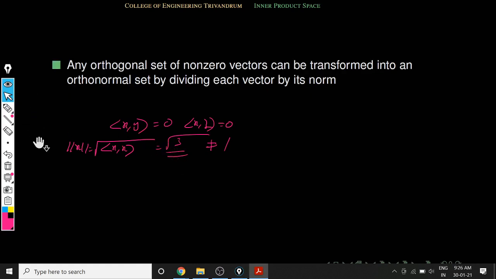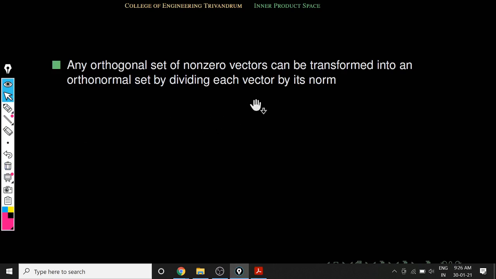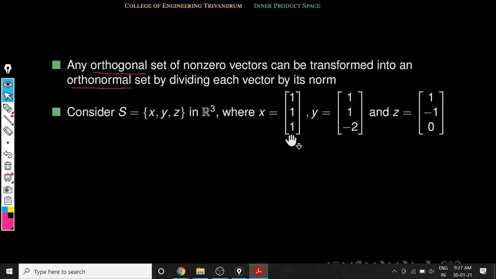But there is an interesting property of an orthogonal set. If a set is orthogonal, then we can transform it to an orthonormal set. We can construct the corresponding orthonormal set by dividing each vector by its norm. So in this last example, our set is x equal to (1, 1, 1), y equal to (1, 1, -2) and z equal to (1, -1, 0). We know that the set is orthogonal but not orthonormal, so we can construct the corresponding orthonormal set by dividing by the norms.